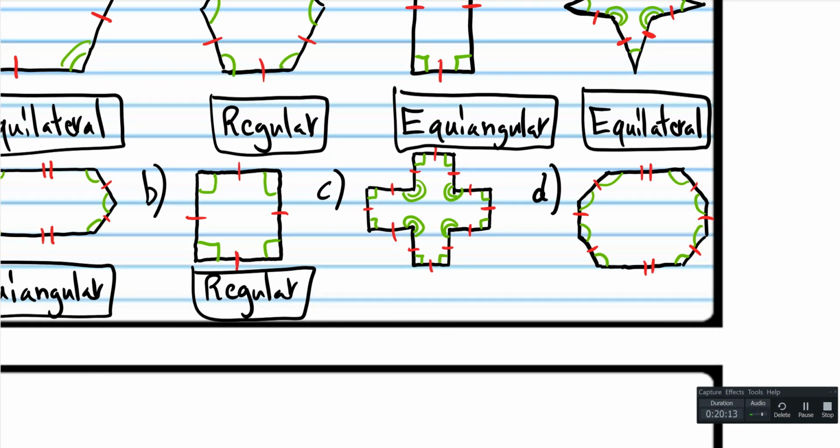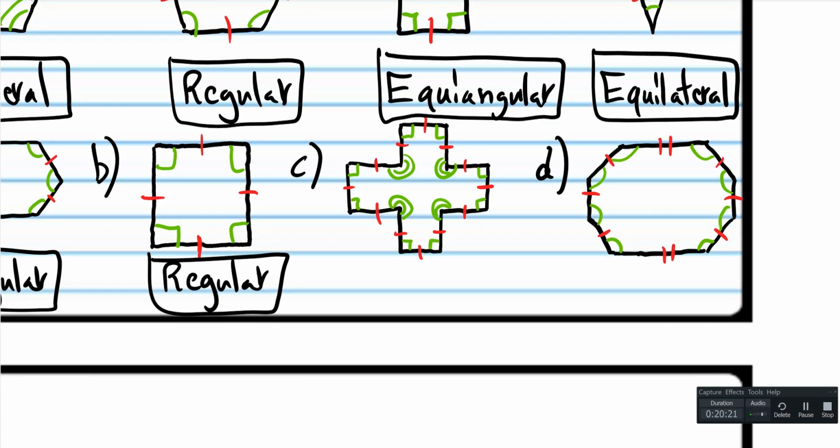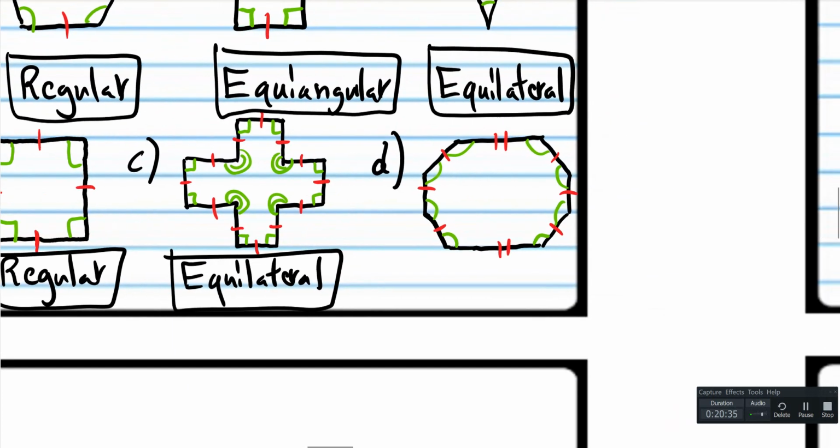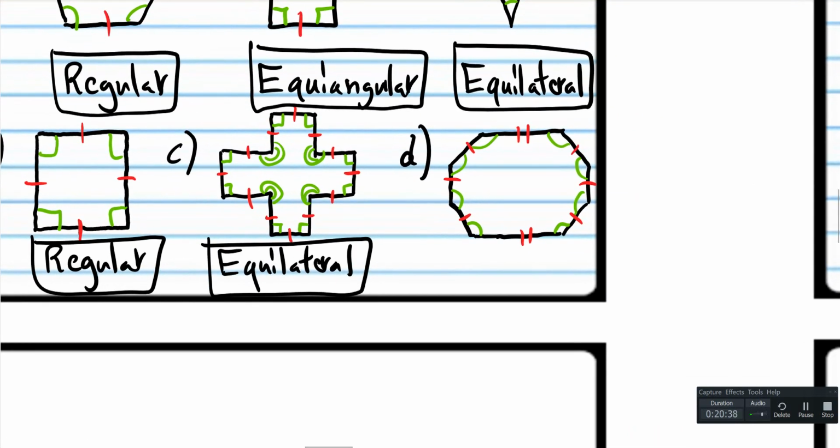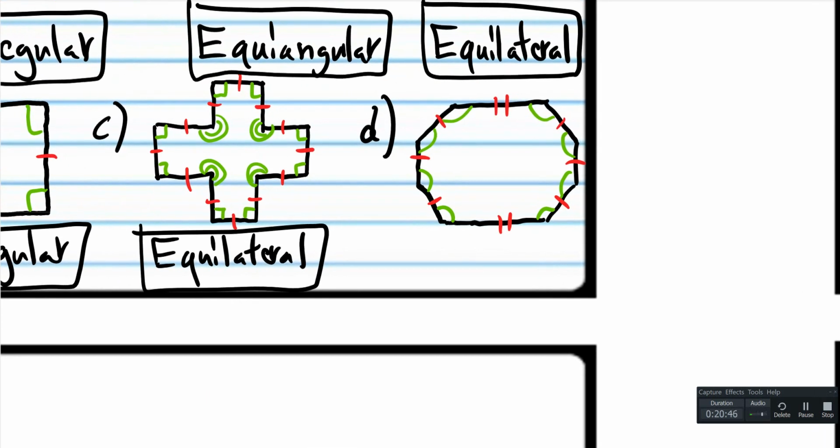Here we have right angles, but we have these double arcs that mean that not all the angles are congruent, but all the sides are congruent because we have red tick marks on all the sides. So this is equilateral. And here we have a double mark and a single mark for the sides, so it's not equilateral, but all the angles have the same single arc, so this is an equiangular polygon.